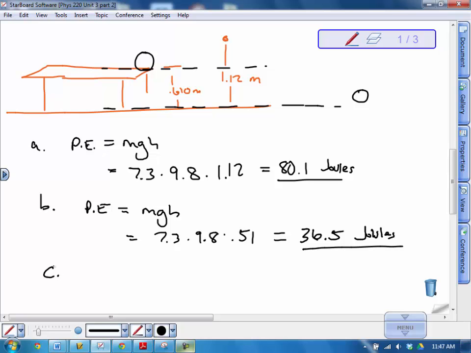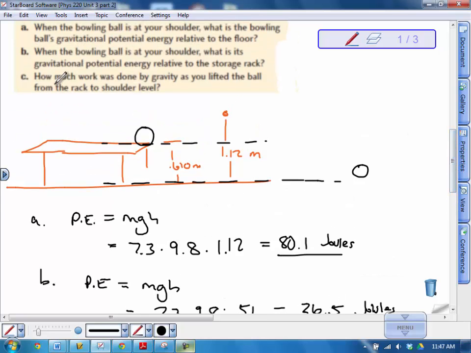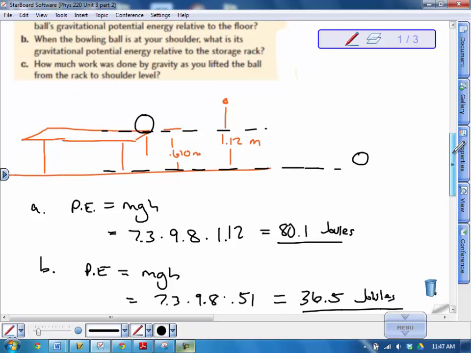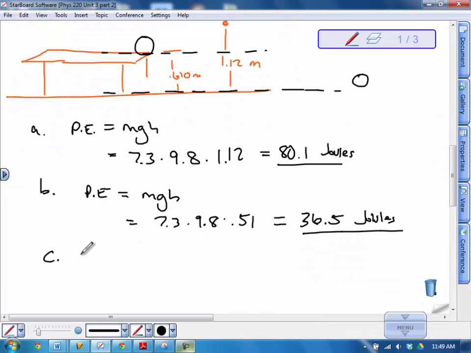Okay? And then the last question says, how much work was done by gravity as you lifted the ball from the rack to the shoulder level? So work, well, I'll use force times distance for this. The force that we're putting on the ball to lift the ball would be mass times gravity. That's the force we're exerting to lift the ball, times the distance that we lift it for.